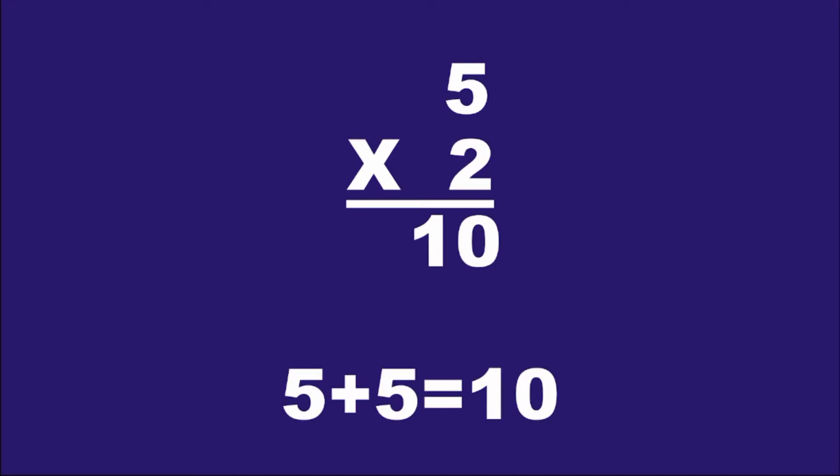Our next problem would be 5 times 2, which is 10. And the other way to see it is, how many 5s are there? There are 2 5s. So that would be 5 plus the second 5, which is 10. So the answer will be 10.